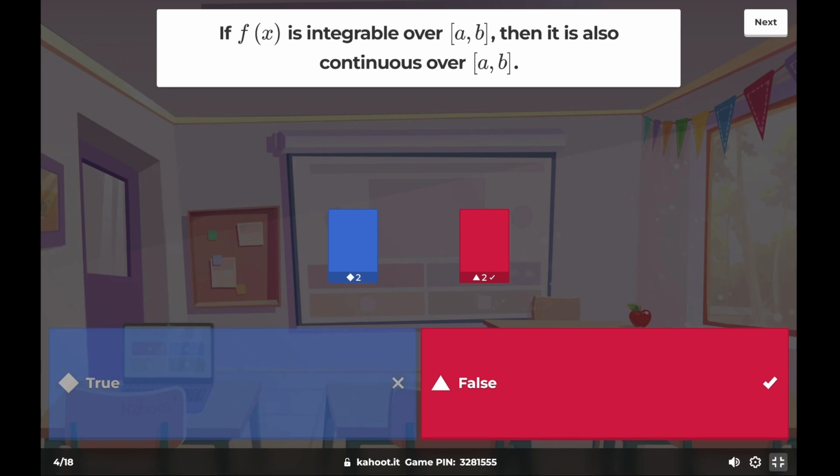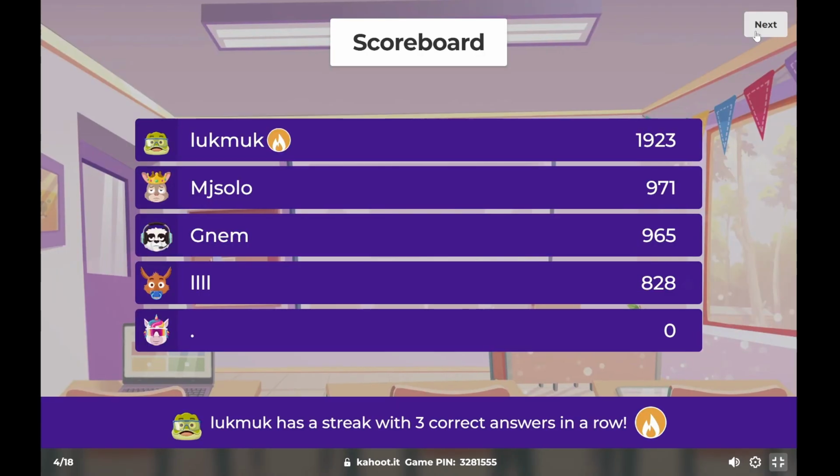Oh, that's very fast. Yes, integrability does not necessarily imply continuity. So this statement is false, unfortunately, because it says that integrability implies continuity, which is incorrect. Let's go to the next one.